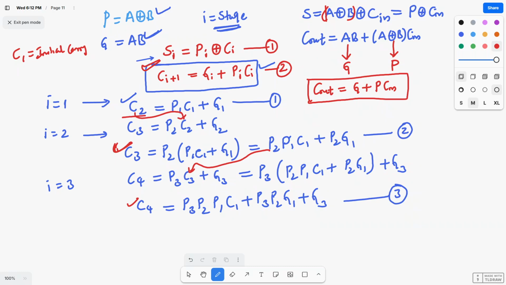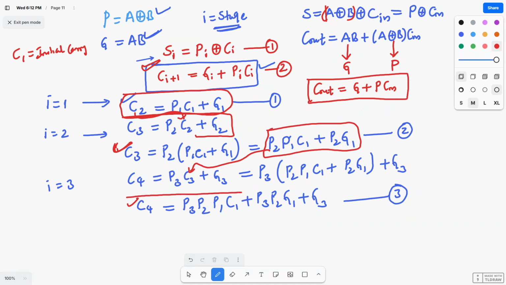You observe this equation. One second, not this equation, this equation. And you observe this is C3, this equation. Okay, this is equal to C3. And you observe this equation. What do you conclude, tell me? Anyone?